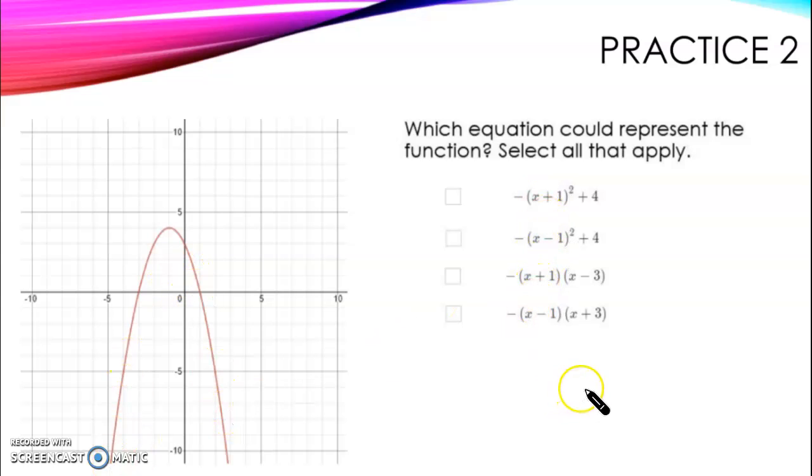But let's try this one too. We have the vertex up here. I'll just identify that first. It's at negative 1, 4.